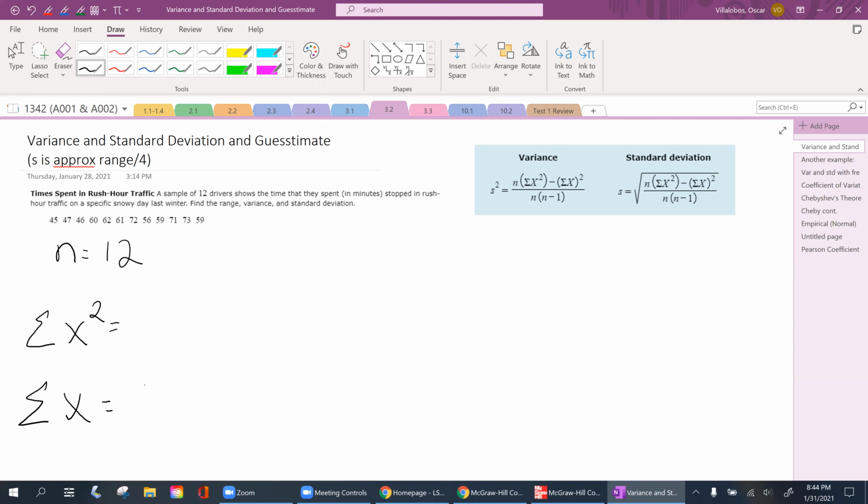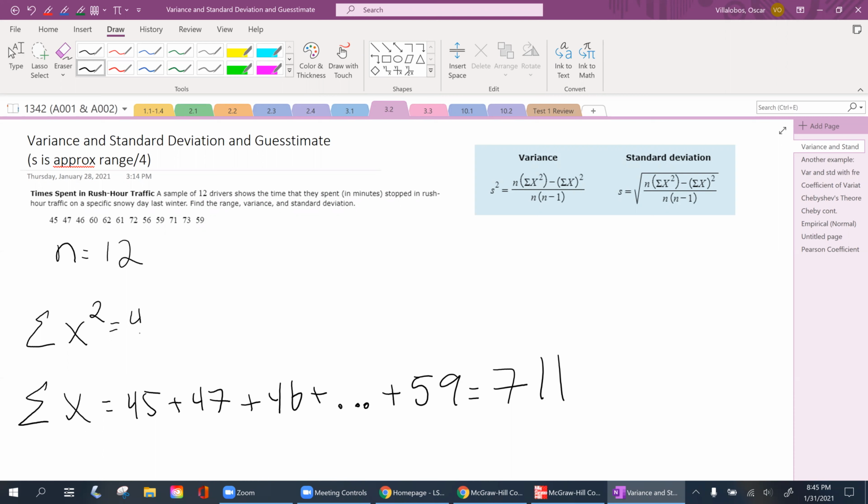Now let's sum my x values. So this is going to be 45 plus 47 plus 46 plus, and I'm going to add all these values all the way up to 59. Let's add up those values and see what it gives us. And I got 711.